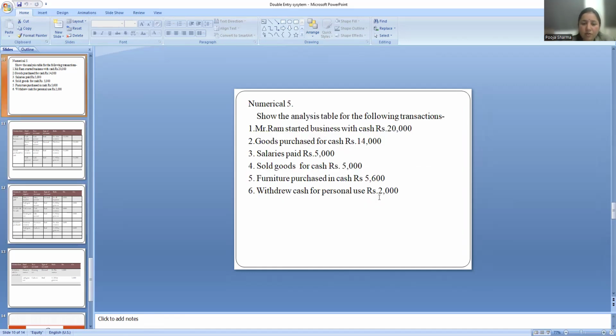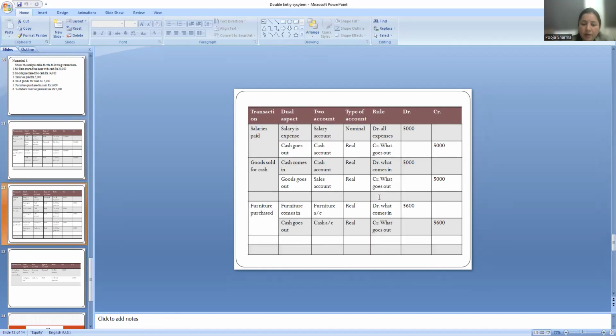Now the next transaction is furniture purchased in cash rupees 5,600. Here again it is the furniture account and the cash account, because when the company is purchasing the furniture, cash has to be paid for that. Both come in the real account. So furniture is the asset, what comes in, that's why it is debited, and cash is credited because the cash is going out.